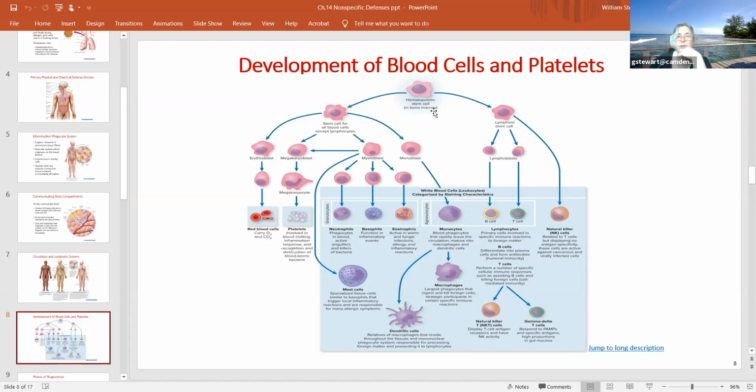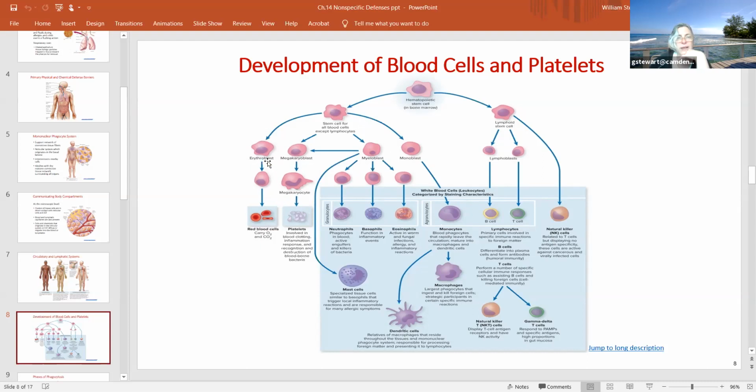Okay, these are early differentiated cells. See how it splits very early into stem cells for all blood cells except lymphocytes, and then lymphoid stem cells. And then these, of course, are going to differentiate into B cells, T cells, and natural killer cells. The rest of these myoblasts are going to become the granulocytes, the monoblasts for our monocytes, our phagocytes, and then red blood cells here and the megakaryoblast.